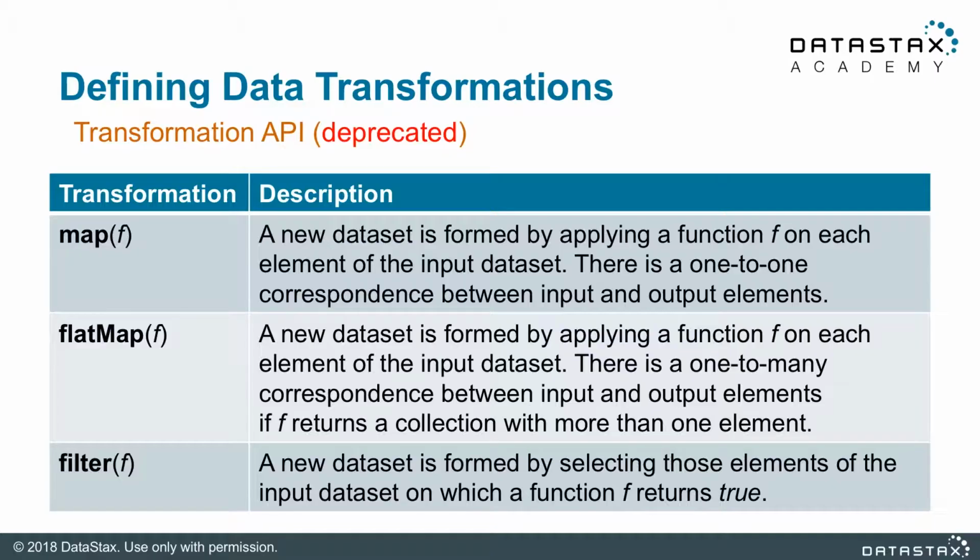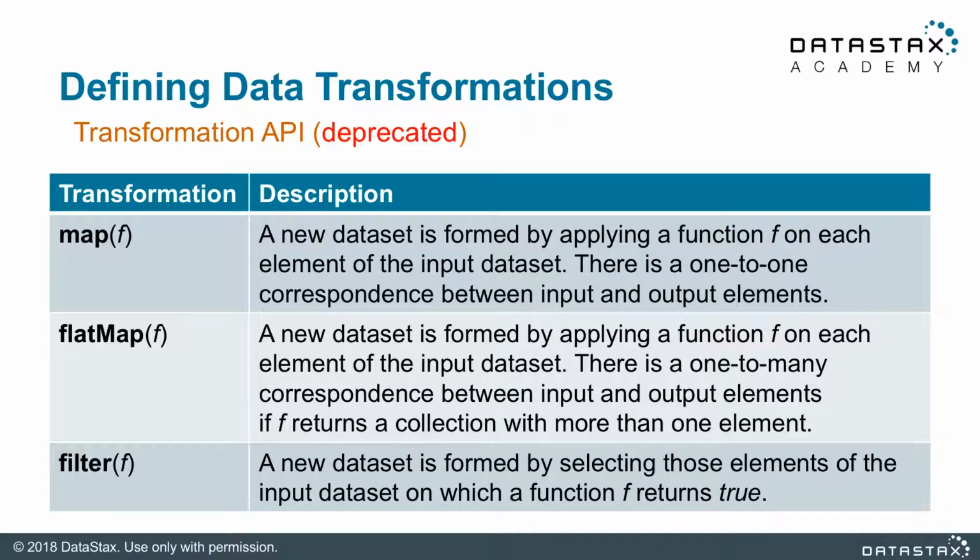Once we have our inputs defined, we can then use the transformation API. Please note that this will be deprecated and might be replaced with a different API in the future. The main methods you have access to are the map, flat map, and filter transformations. Each will create a new dataset that's formed by applying a function on each element of the input dataset.